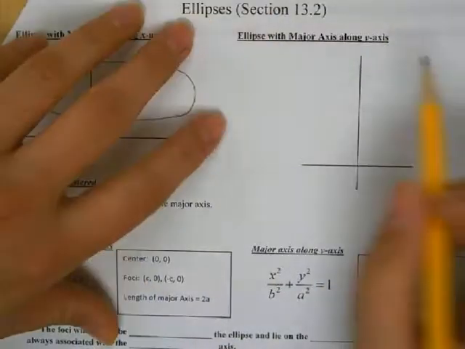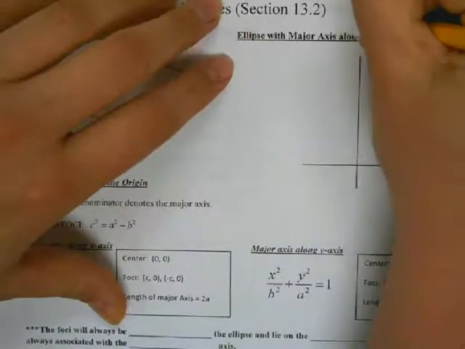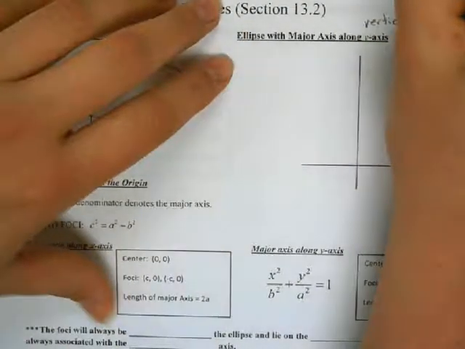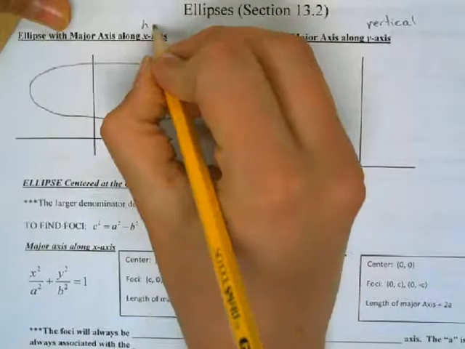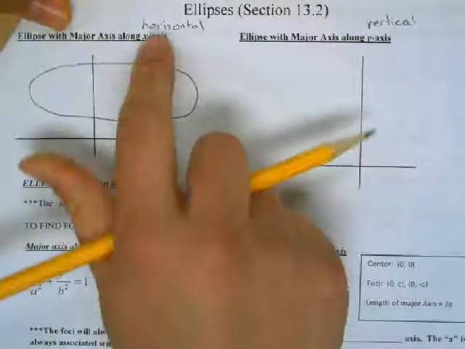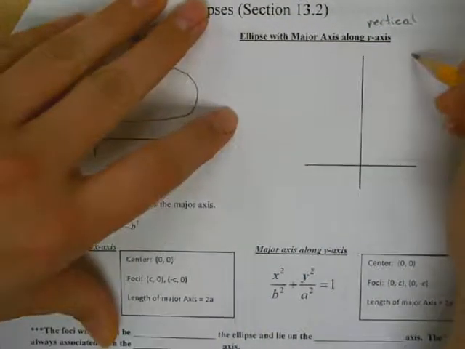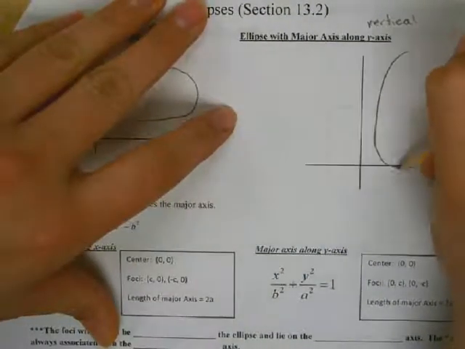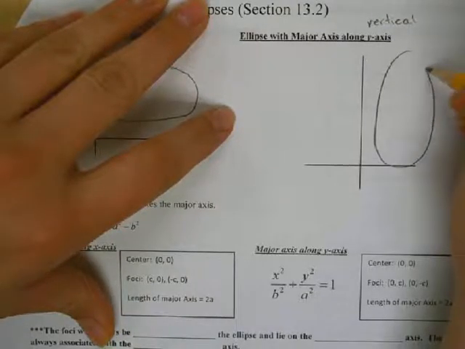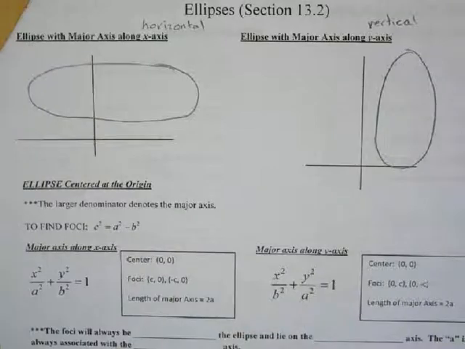We also have an ellipse with the major axis along the y-axis. We also refer to this as vertical, or in the first one, if it's the x-axis, it is horizontal. The x-axis is horizontal, and the y-axis is vertical. So it will look something like so. Now these can be anywhere in these particular planes, but I'm just placing mine randomly.